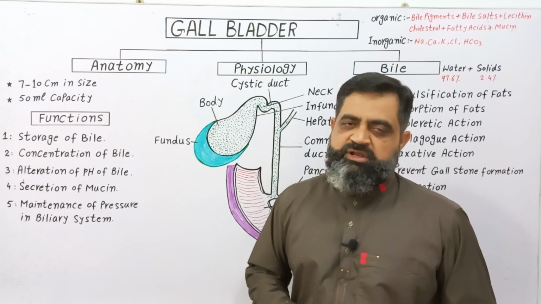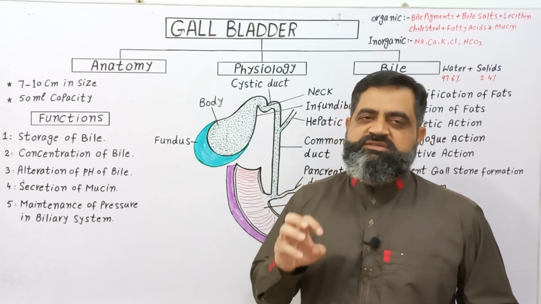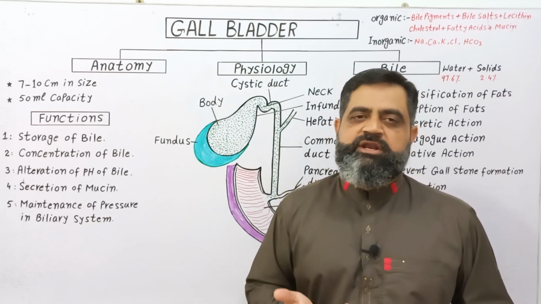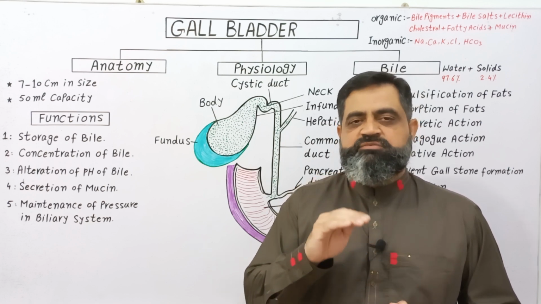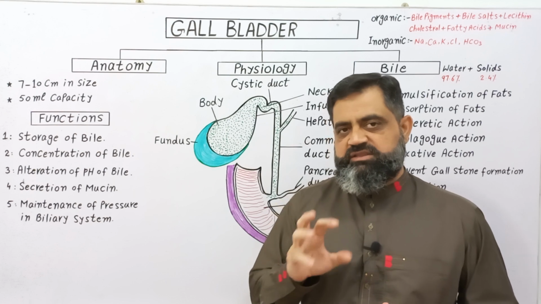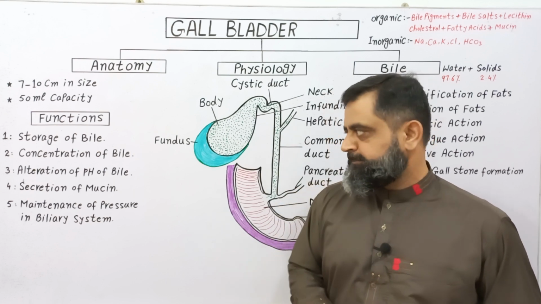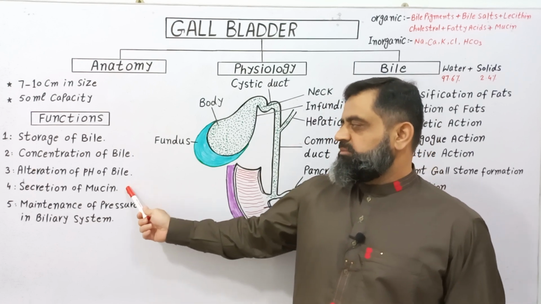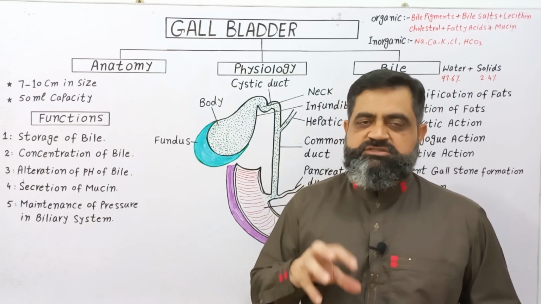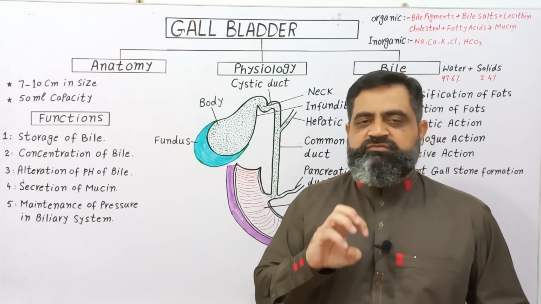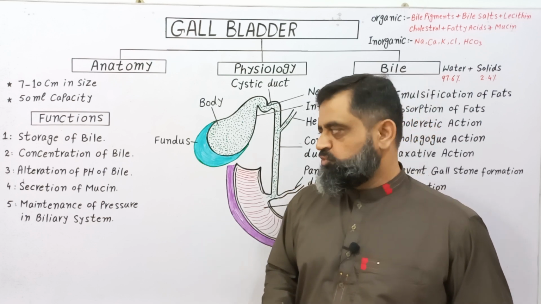Alteration of pH of bile. The usual pH of bile when it is released from the liver is 8 to 8.6, which is more basic, and it is then maintained at 7 to 7.6 inside the gallbladder to make it less basic. At the same time, it also secretes mucin, which acts as a lubricant and aids the digestion and movement of fat in the small intestine.